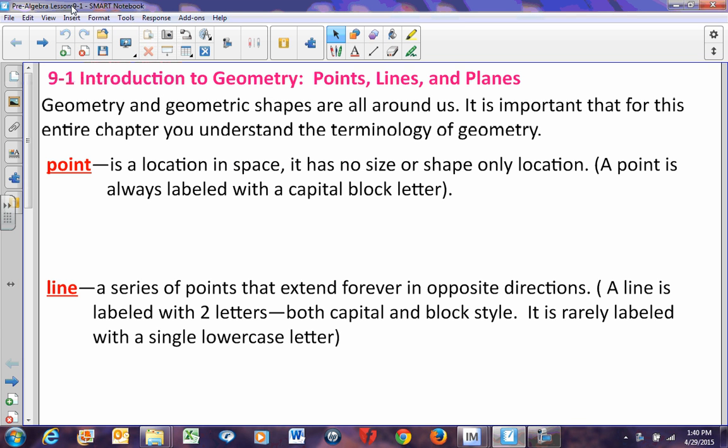This is Pre-Algebra Lesson 9-1, Introduction to Geometry: Points, Lines, and Planes. Geometry and geometric shapes are all around us.